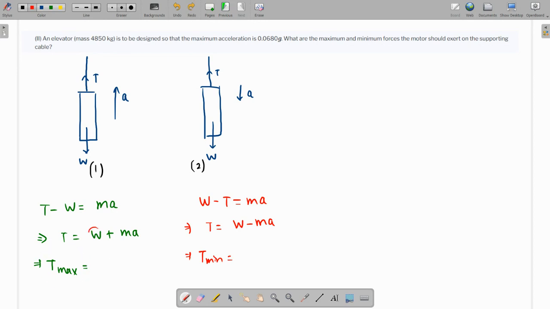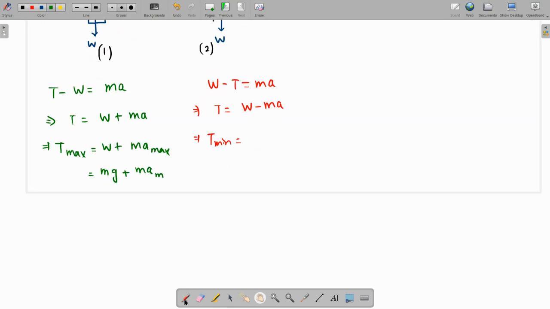W is a constant, mass is a constant, acceleration is the only thing which we can change. So this is going to be maximum when acceleration is maximum, and the maximum acceleration is already given over here. So let's replace W by mg, and this is ma, where a is the maximum acceleration. So m is taken out, we are left with g plus a max.